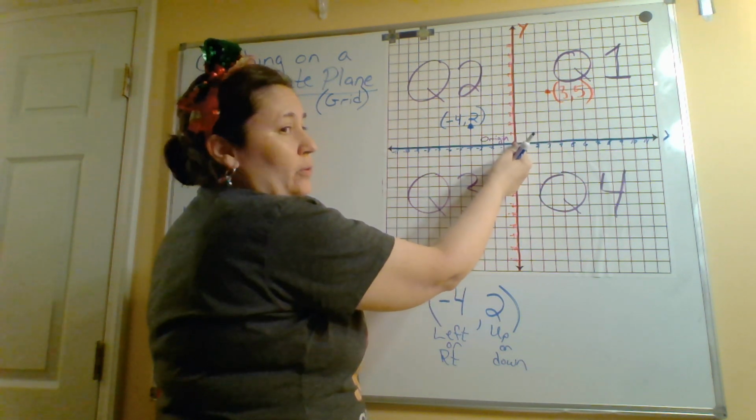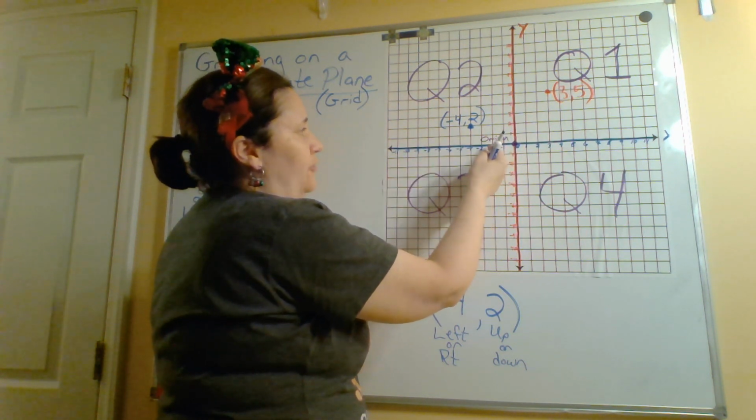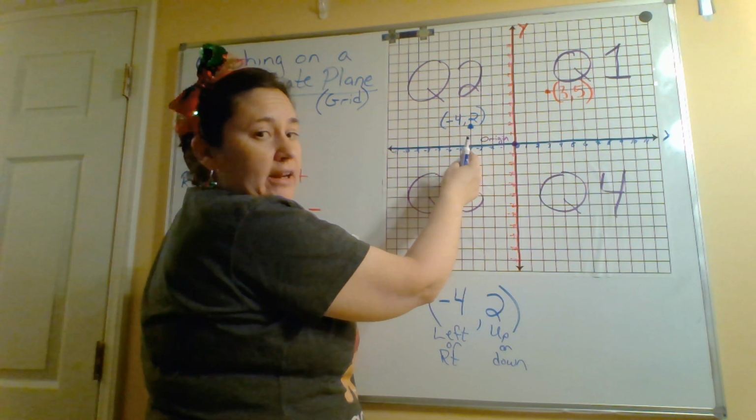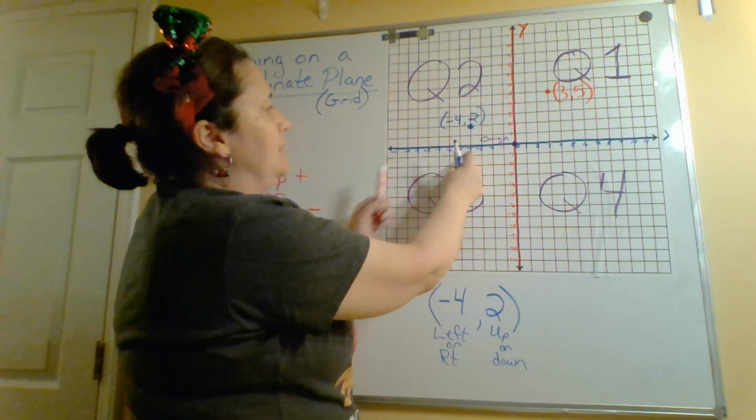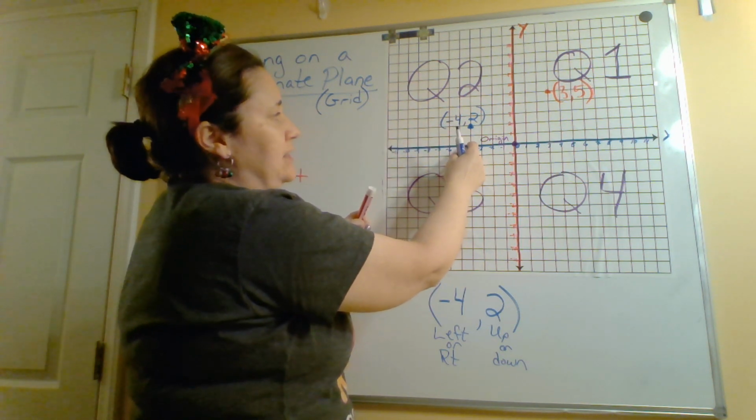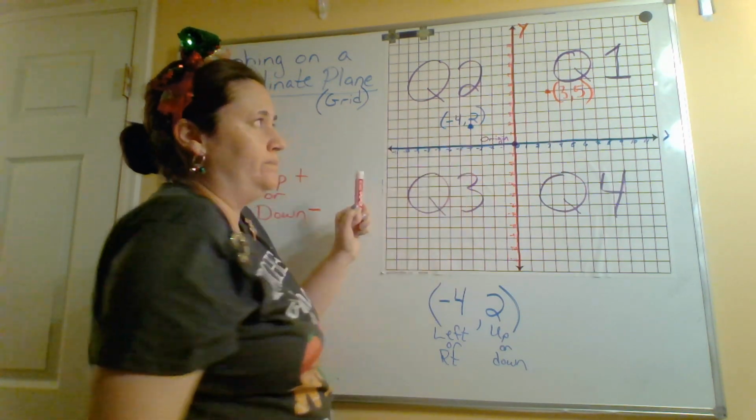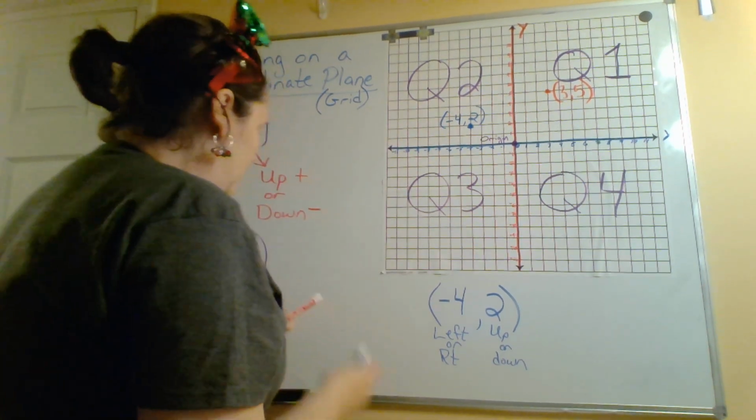You start at the origin. You go to the left 4 because it's negative. Negative means go to the left. And the second number is 2, which is positive, which means go up 2. Let's do another one.